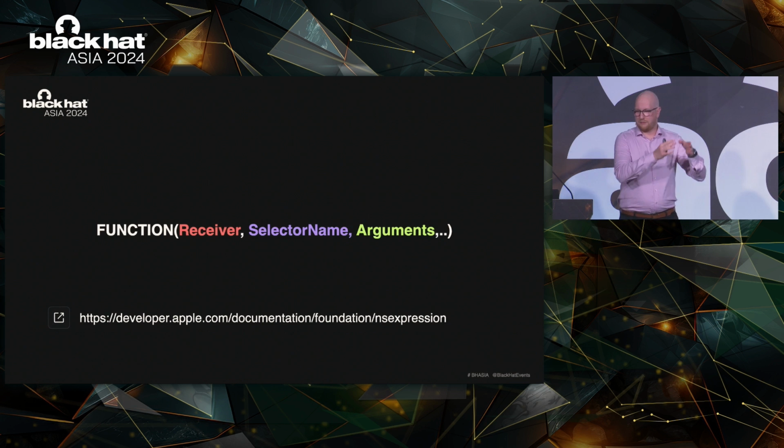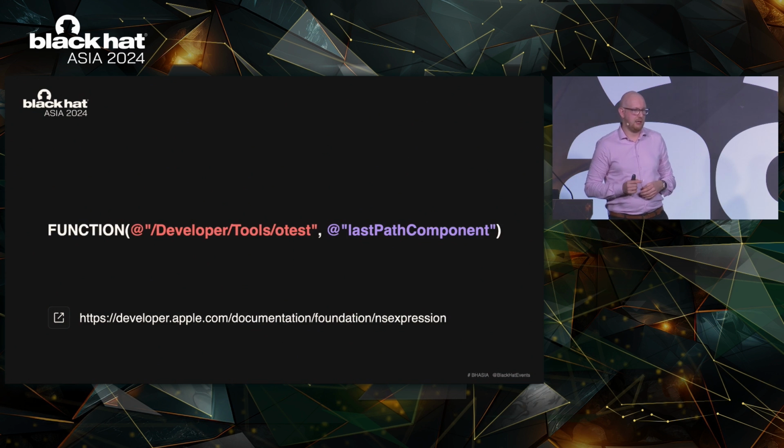So essentially, you have this function call. Then you have a receiver, a selector name, and an argument. Let's look at an example. You can have a string which is developer tools otest, and then you have the selector which is named lastPathComponent, and this should resolve then into otest, which is the last path component of the string. And that's in a very essential way how those NS expressions are built up.